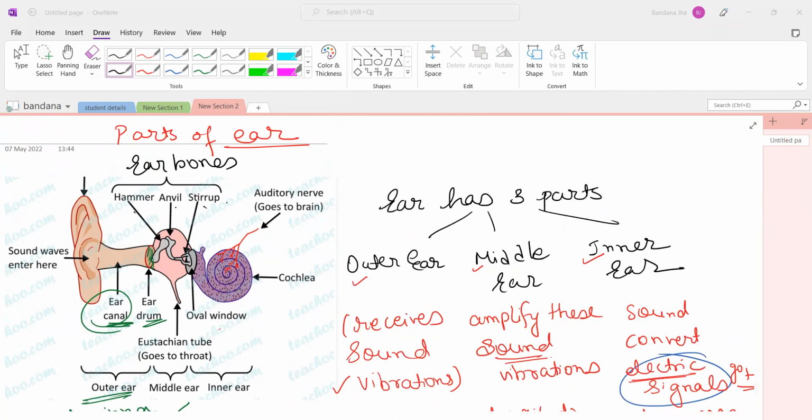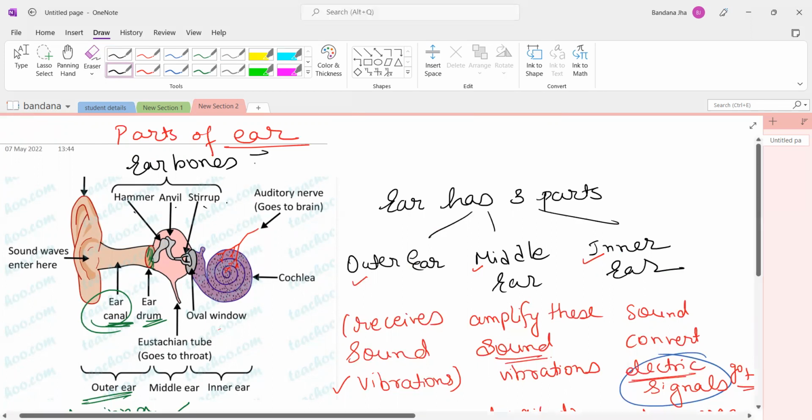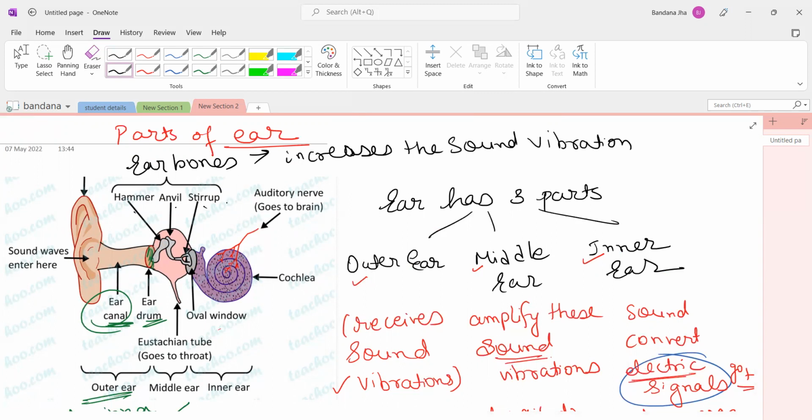Now, what does the ear bone do? We have three parts of the ear bone. It amplifies sound vibrations. Amplify means what? It increases the sound vibrations. So this is the main work of the ear bone. Understood? Okay. Now, the next part, the inner ear.